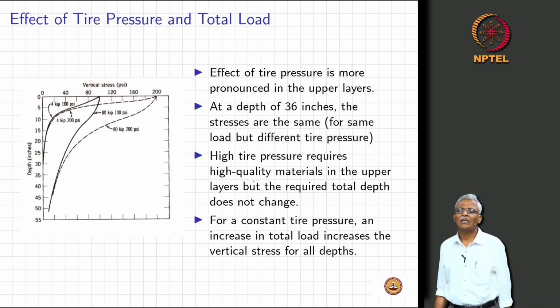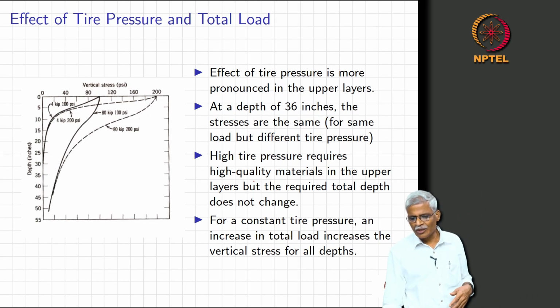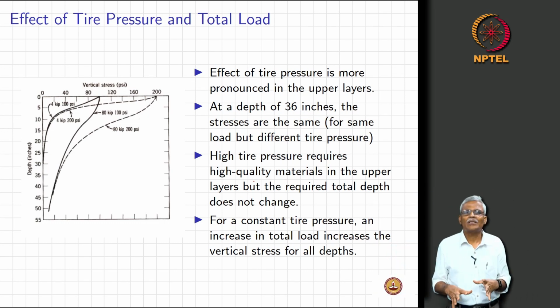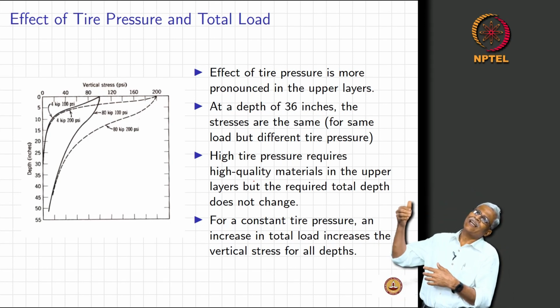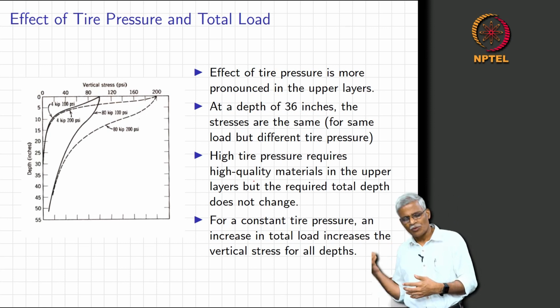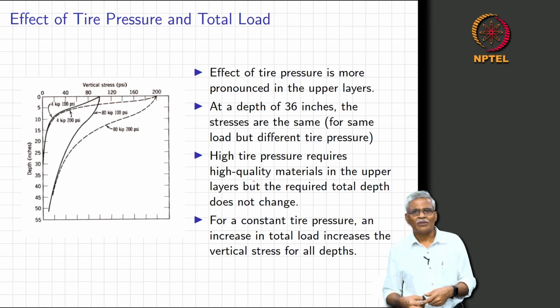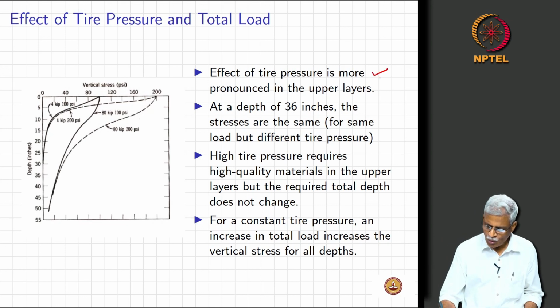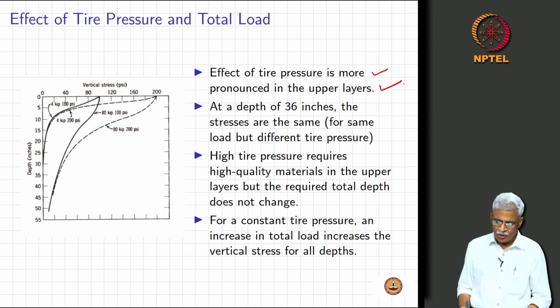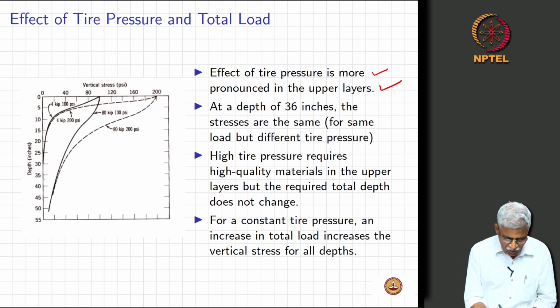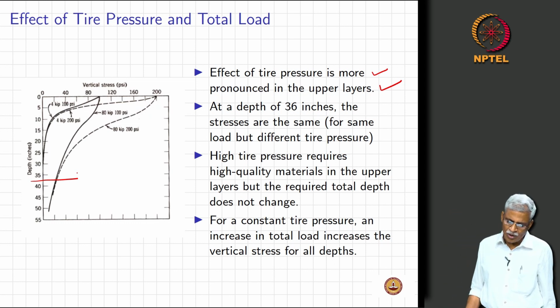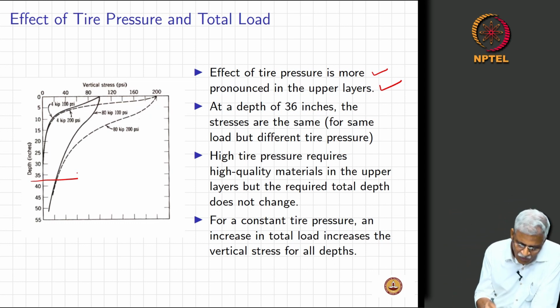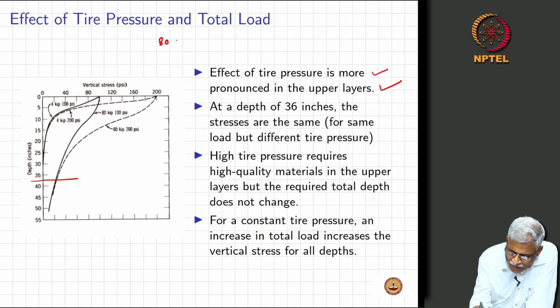Now comes the external factors. External factors, meaning, these are all pavement cross section related matters, that means the thickness and the modulus value. But what about the tire pressure and the load that is being applied here? The effect of the tire pressure is more pronounced in the upper layers. At a distance of around 36 inches or so, they are more or less the same, but we need to now focus attention on what is shown here. There are two different combinations that are given.